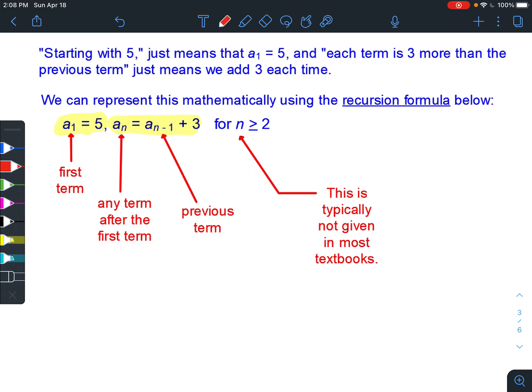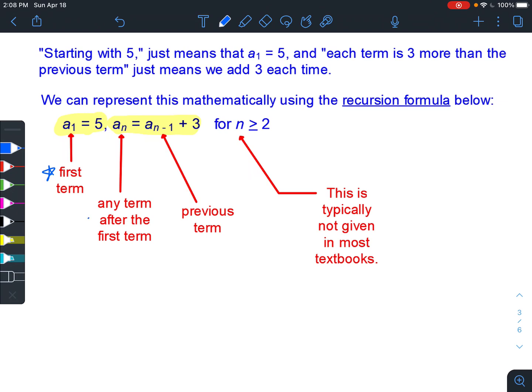We can represent this mathematically using the recursion formula or recursive definition. Both terms will get thrown around from time to time depending on what textbook you're looking in or who you're talking to. But there it is below. Okay, so like I kind of mentioned, we're going to have our first term, which is going to be a sub 1 equals whatever we're starting with. So in this case, a sub 1 equals 5.